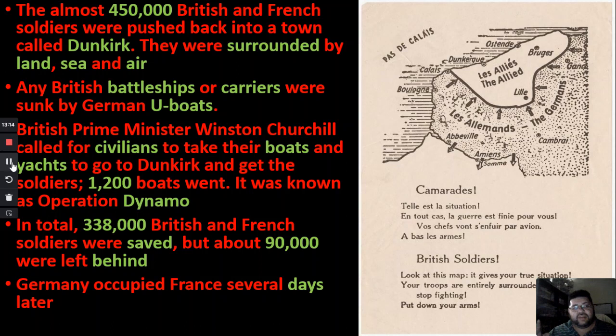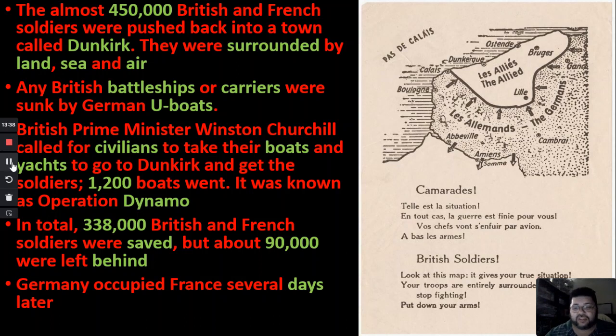Now they got pushed back, back, back, back, back, back until they got to a far corner of France and a small little town called Dunkirk. 450,000 British and French soldiers were pushed back to this tiny little town right on the coastline.